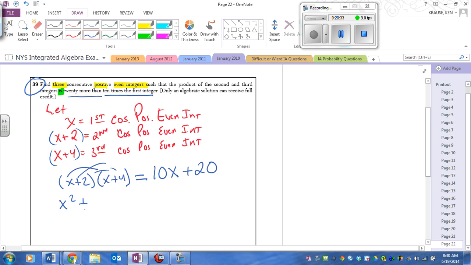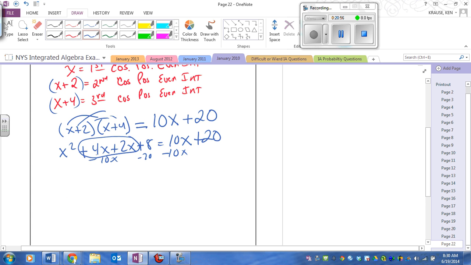x squared plus 4x plus 2x plus 8 equals 10x plus 20. Everything's got to move to the left side because I want my x squared to be positive. So I'm going to subtract 10x, and I'm going to subtract 20. 4x plus 2x is 6x minus 10x is equal to minus 4x. And 8 minus 20 is negative 12.